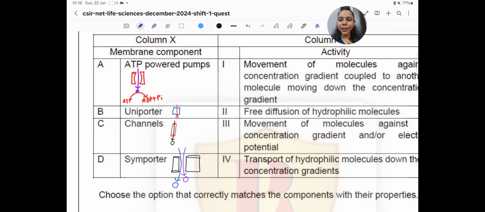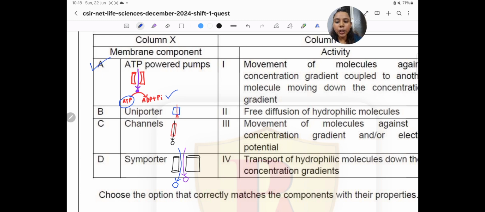So here option A is the ATP powered pump. In the mechanism of active transport, the movement of molecules occurs against their concentration gradient or electrochemical gradient, by the liberation of energy, which is liberated from the breakdown of the high energy compound, that is ATP. So here ATP is split into ADP plus Pi.